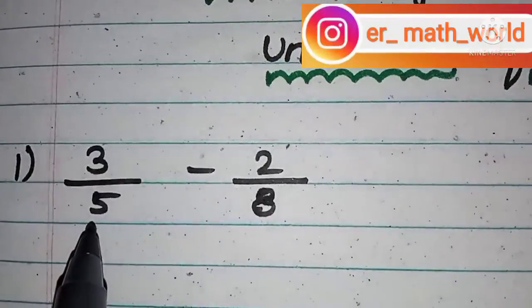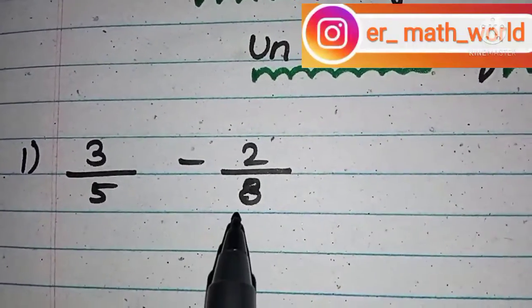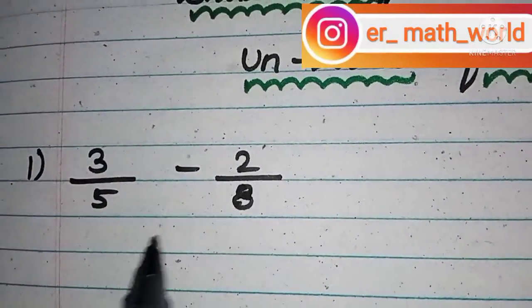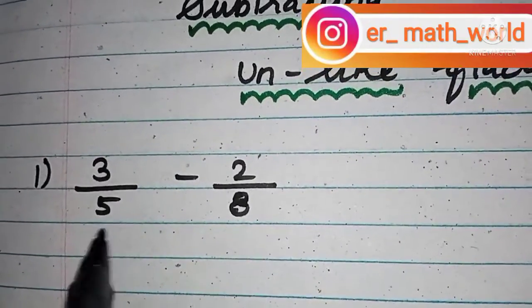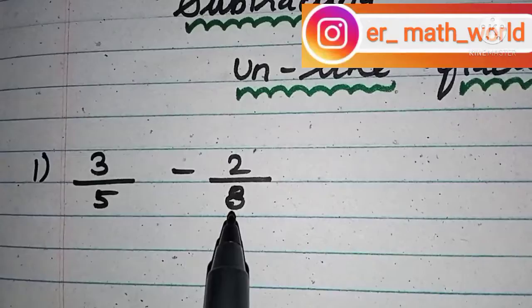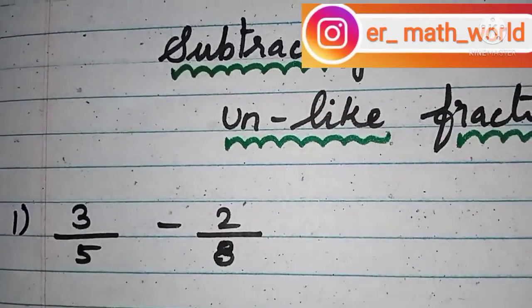For example, 3 by 5 and the second fraction is 2 by 8. These are two fractions which have different denominators. Here is 5, there is 8. So these are unlike fractions. Now we are going to see how to subtract these unlike fractions.